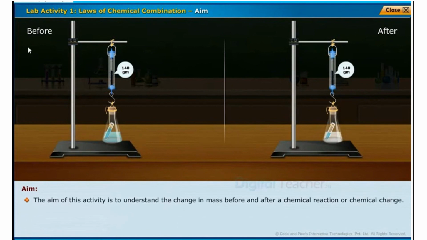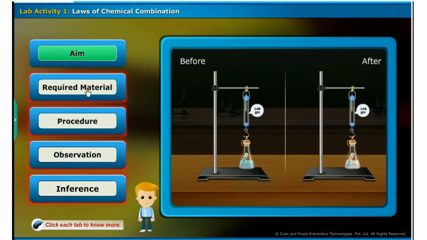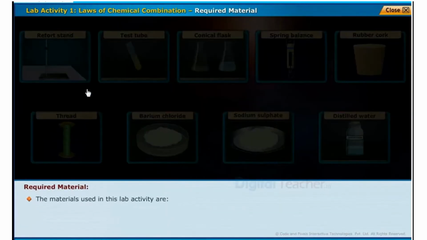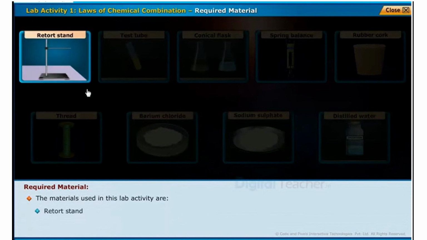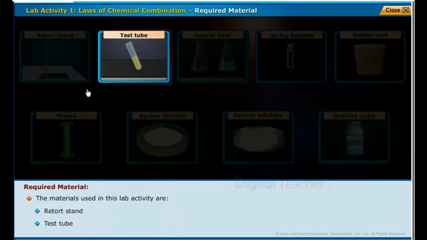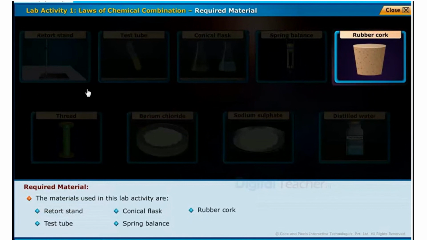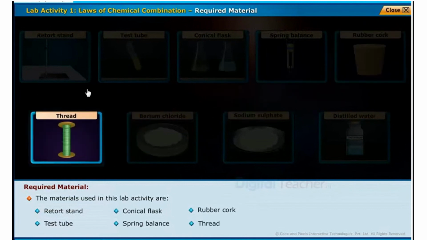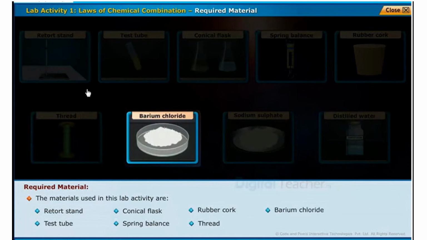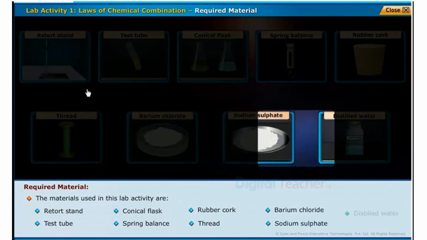The aim of this activity is to understand the change in mass before and after a chemical reaction or chemical change. The materials used in this lab activity are retort stand, test tube, conical flask, spring balance, rubber cork, thread, barium chloride, sodium sulfate, distilled water.